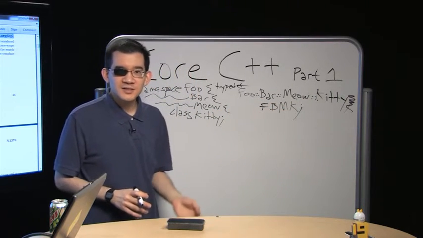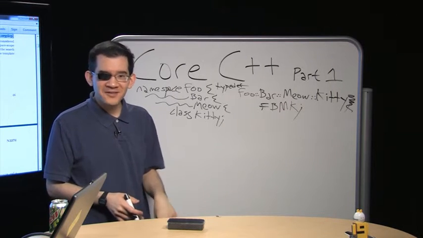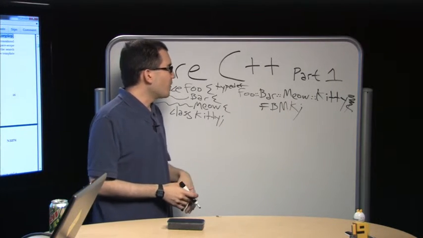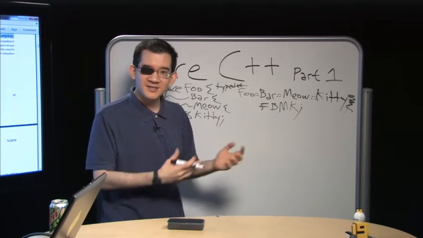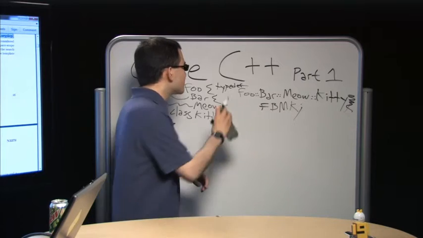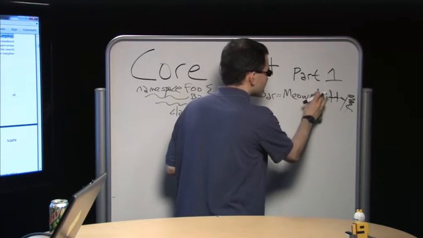So that works for classes. But what if I had to do this for like 10 different classes? Should I make typedefs for all of them? That's kind of lousy. Or what about for functions? I can't typedef a function. That doesn't make sense. It's a typedef. So C++98 has this thing called namespace aliases.